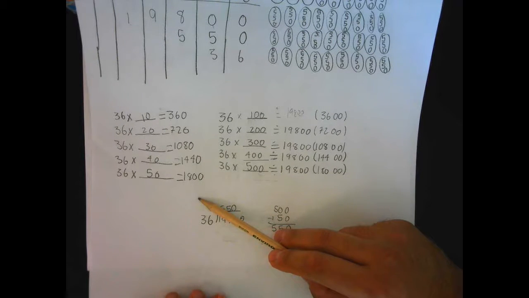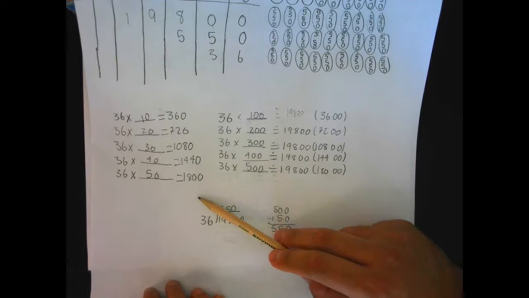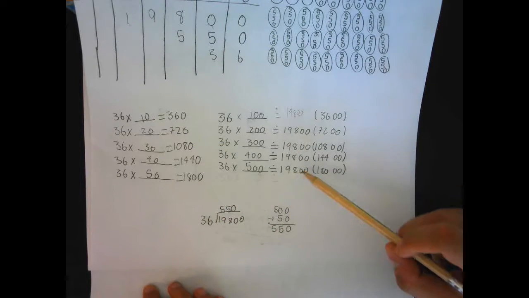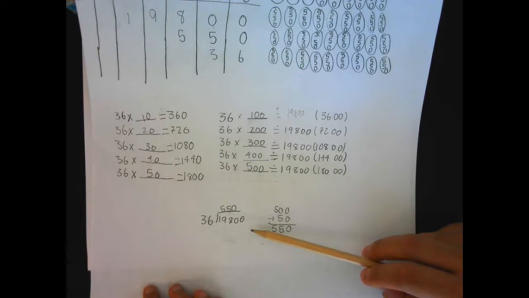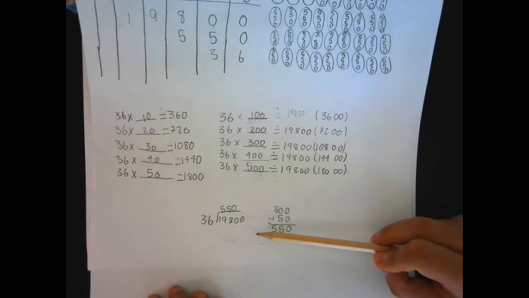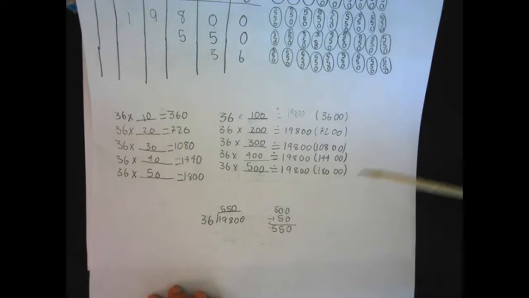So if you get any number and you're trying to work backwards, if you hate division, you can use multiplication. And if it's a big number like this, 19,800, it's good to start with 100. You have to be able to look at the question and determine what you can multiply it by.